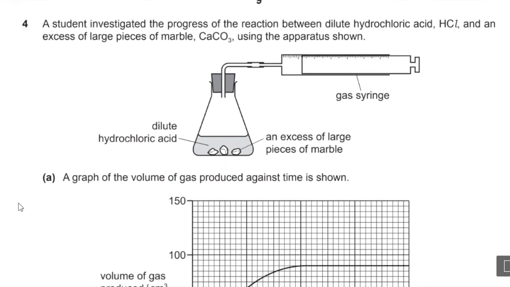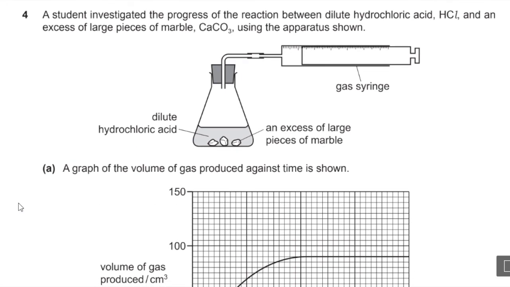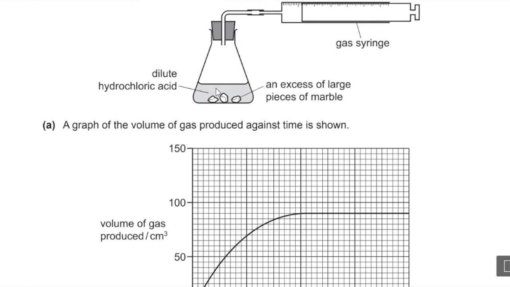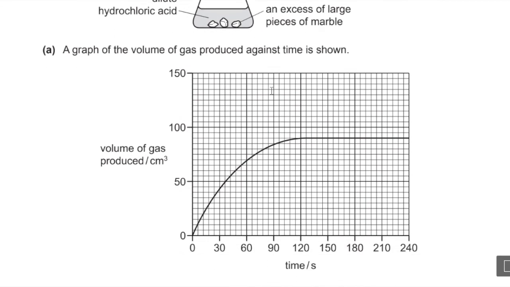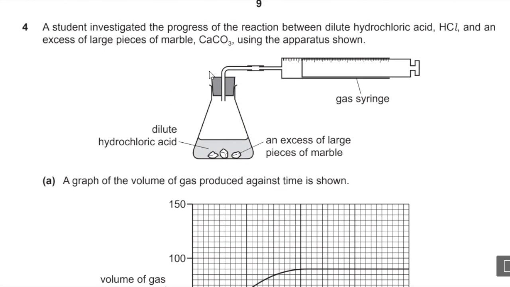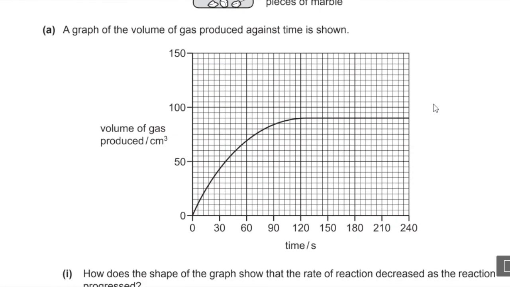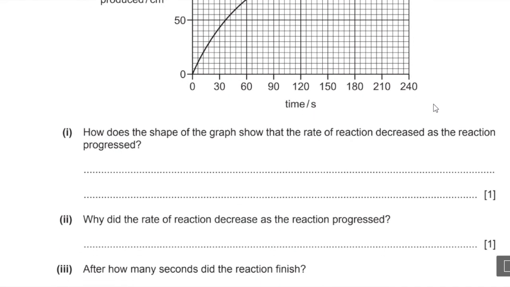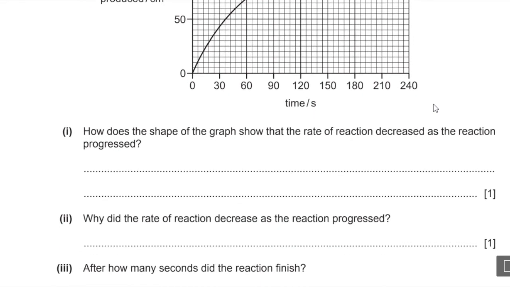A student investigated the progress of the reaction between dilute hydrochloric acid and an excess of large pieces of marble using the apparatus shown. So you have marble chips over here, dilute hydrochloric acid, and the marble is in excess. And this gives off carbon dioxide, which would be measured in this gas syringe. A graph of the volume of gas product against time is shown. 1. How does the shape of the graph show that the rate of the reaction decreases as the reaction progressed?